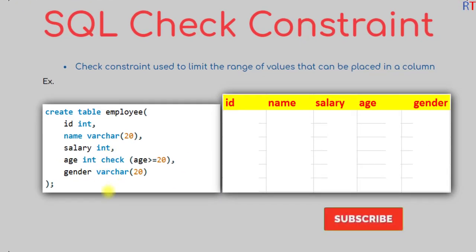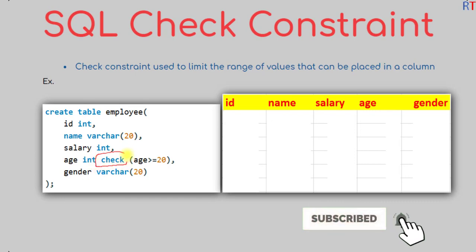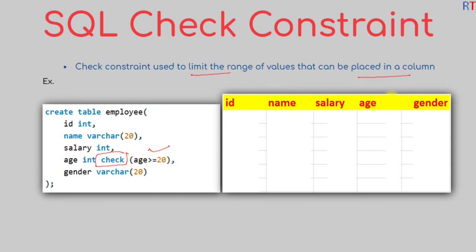So this is the way we can use the check constraint in our table to limit the range of values that can be placed in a column of that table.